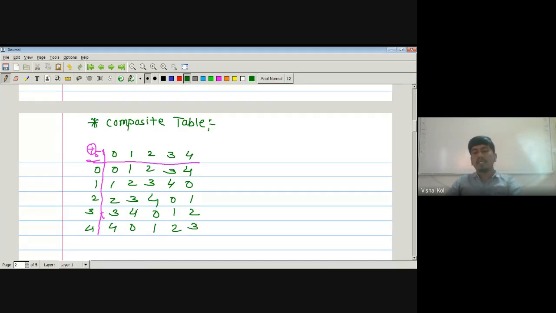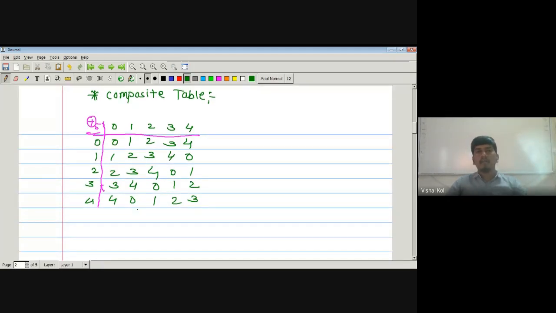Therefore, this one is the composition table for the given G with binary operation addition modulo 5. Now we have to check whether it is closed under the given binary operation. That is the first condition, the closure property.